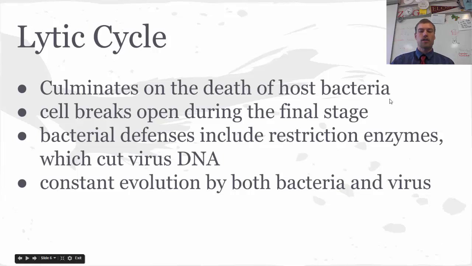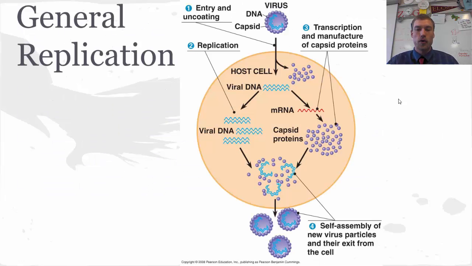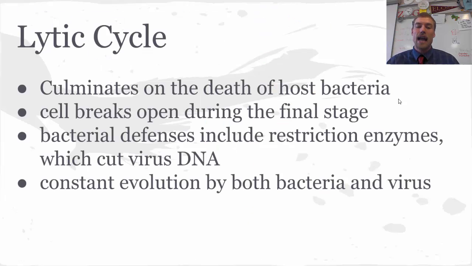So first thing we're going to do is take a look at some of the life cycles of some phages that infect bacteria. The first is called the lytic cycle, which is derived from the word lysis, which means to break open. It does culminate in the death of the bacterial host cell. During the final stage, stage 4 that we were just looking at, instead of the viruses just exiting the cell, the cell breaks open and the viruses are all released. When it does that, it kills the bacterial cell.